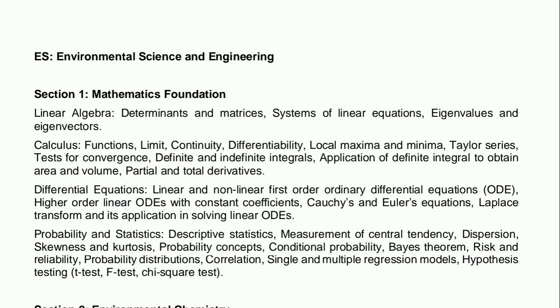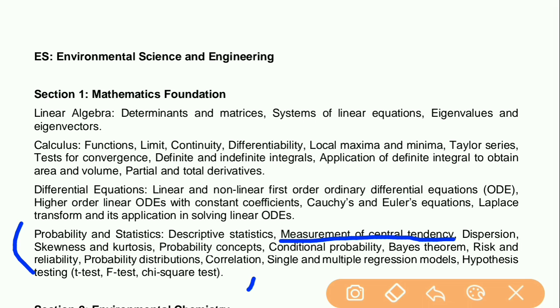And friends, in this section, probability and statistics, descriptive statistics, measures of central tendency, dispersion, skewness and kurtosis, probability concepts, conditional probability, Bayes theorem, risk and reliability, probability distribution, correlation, single and multiple regression models, hypothesis testing, t-test, f-test and chi-square test. So these are the topics which will be covered in the upcoming classes.